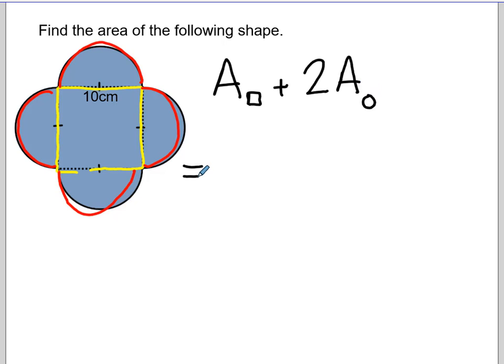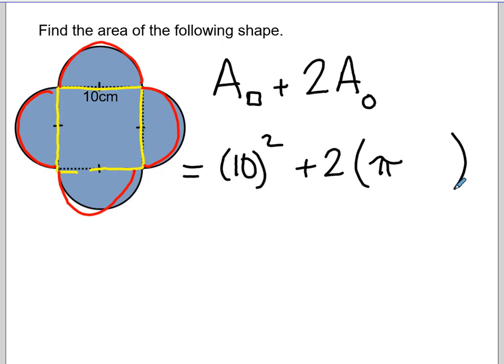Okay, well the area of the square will be 10 squared, plus 2 pi, and here's the tricky part. What is the radius of one of the circles? Well, the radius of one of the circles goes from here to here. Okay, the 10 centimeters that you're given is the diameter, so the radius in this case is 5. So we would put a 5 squared in there, because the area of a circle is pi r squared.